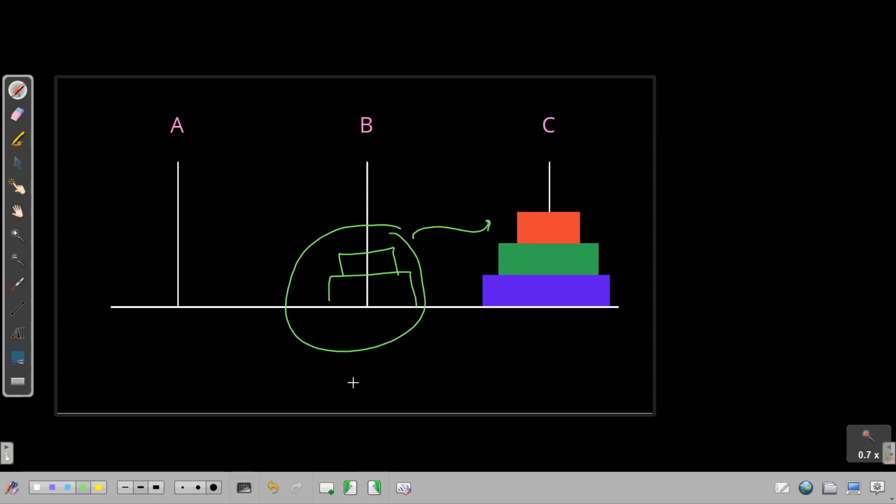Okay. So from which position? From the auxiliary position to which position? To the C position, the to position, and by using this as auxiliary. So in this function, we will be passing n minus 1 again because we are shifting n minus 1 blocks from the auxiliary position, by using the from as the auxiliary, to the to position. So this will be our next function call. So you can see this as well.